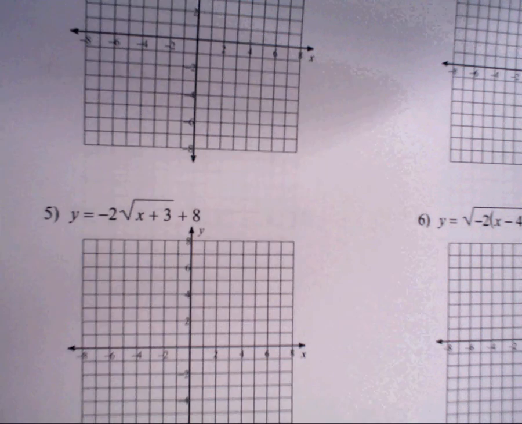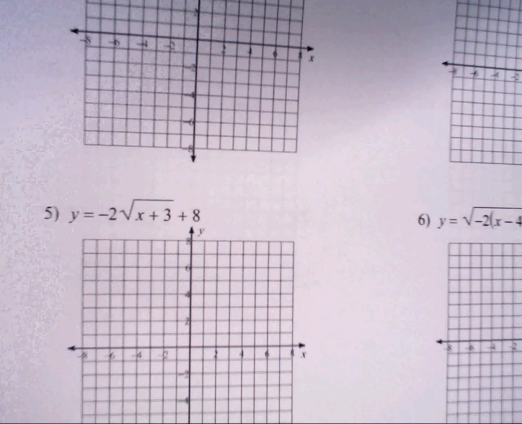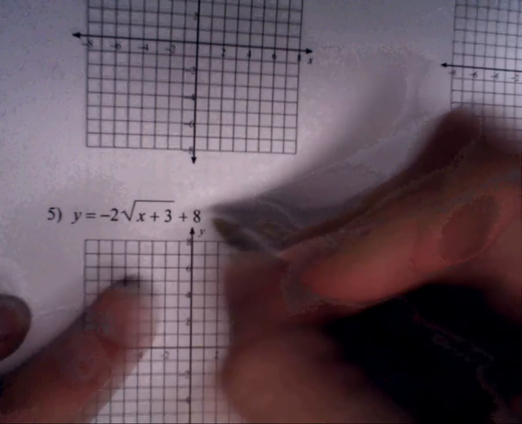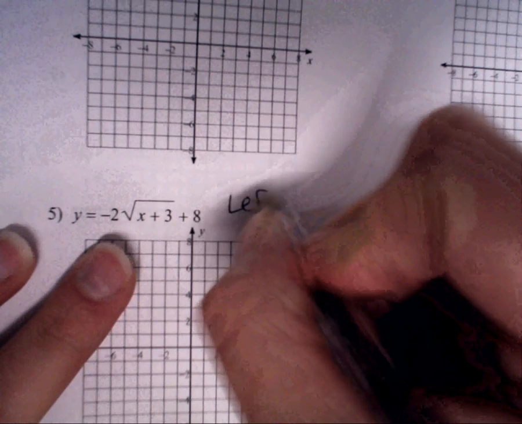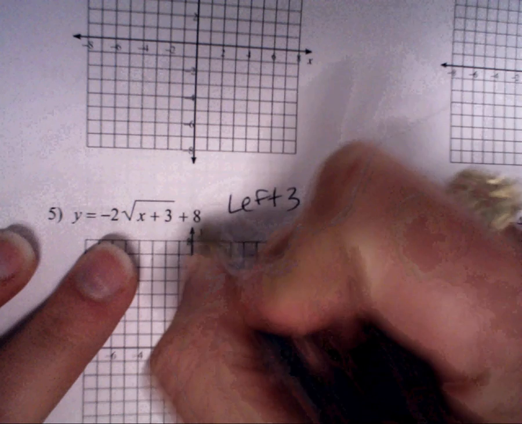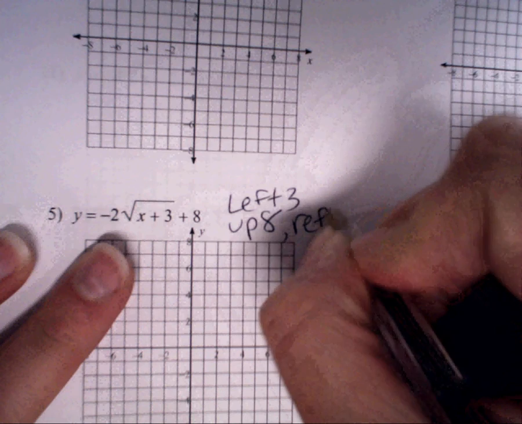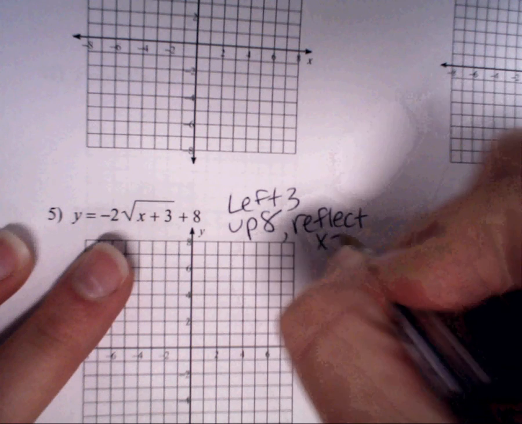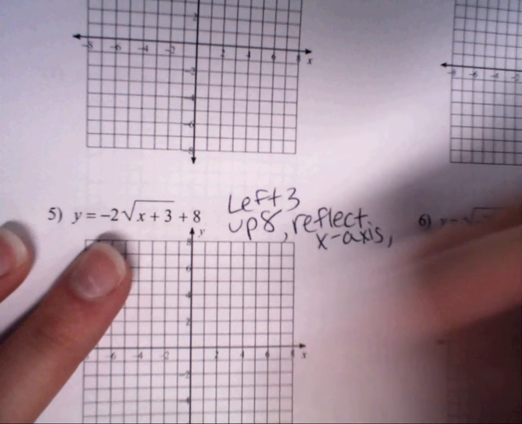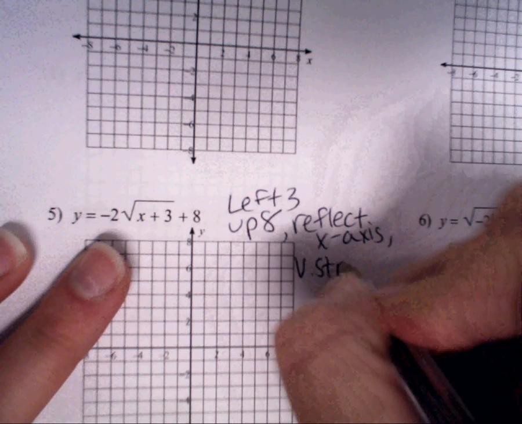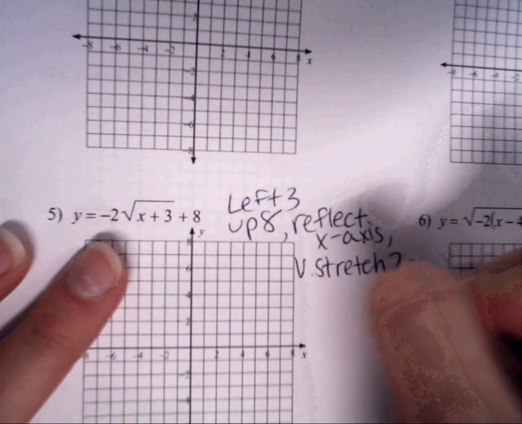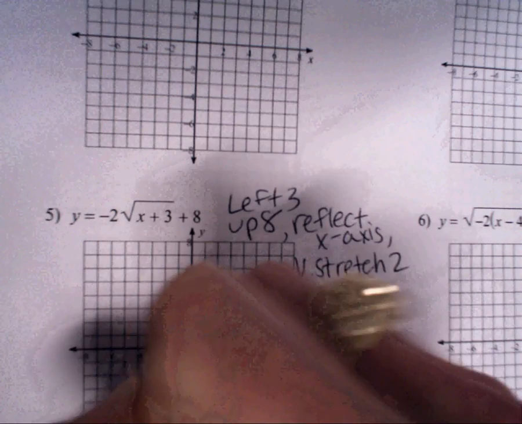So first thing we'll do, let's describe it by the equation. So this one means it's going to go left 3. This 8 means it's going to go up 8. It's also going to reflect over the x-axis, be specific, and it's going to vertically stretch 2. So I'm going to go left 3, up 8.